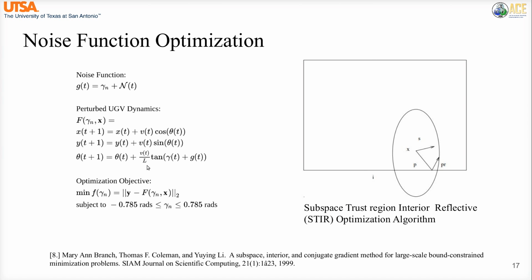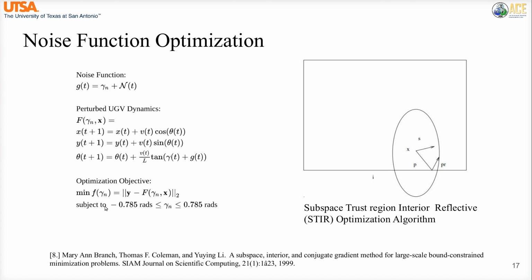So given these new dynamics, I need a nonlinear least squares optimization objective, and this is simply the y trajectory data of each individual drift trial run minus the output of this dynamic equation given this gamma_n. Basically, I'm trying to minimize the difference between these two output vectors. This is subject to the constraint that gamma_n is within the bounds of the actual UGV, which is plus or minus 0.785, i.e. the bounds of which it can actually turn.